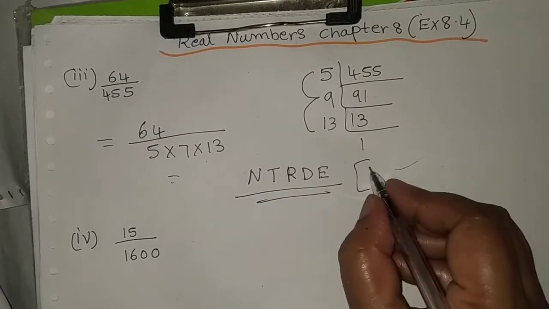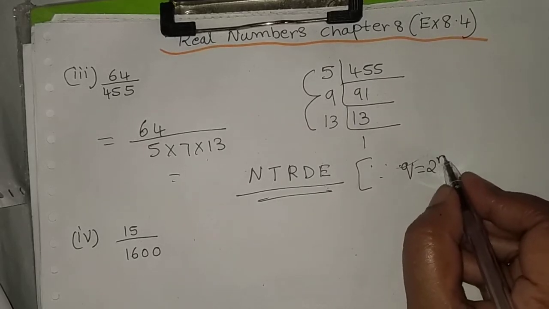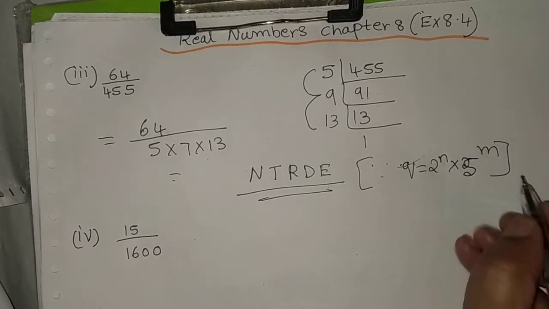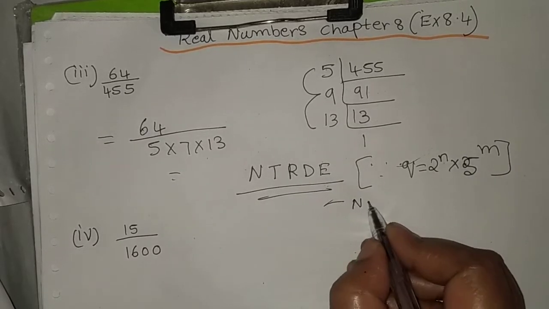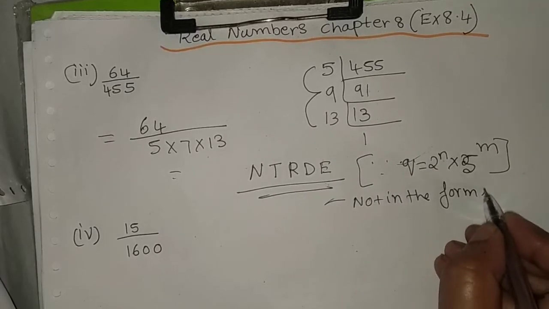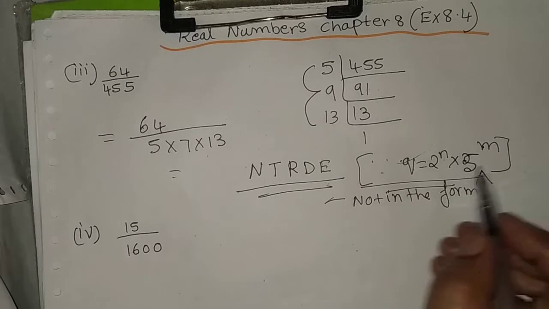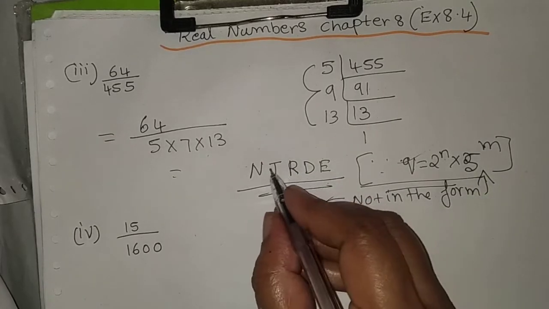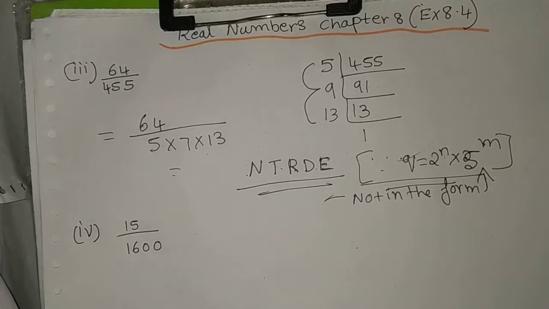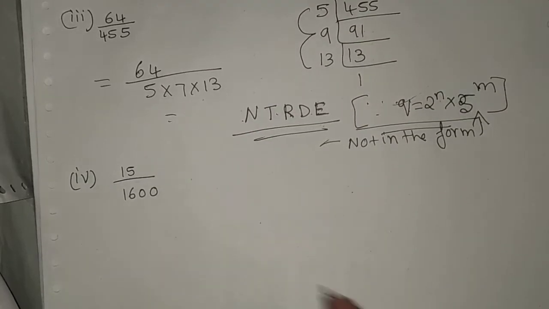Because this is not in the form q is equal to 2 to the power of n into 5 to the power of m, it is NT, non-terminating repeating decimal expansion. So this is the solution for the third problem. We'll move on to the fourth one.